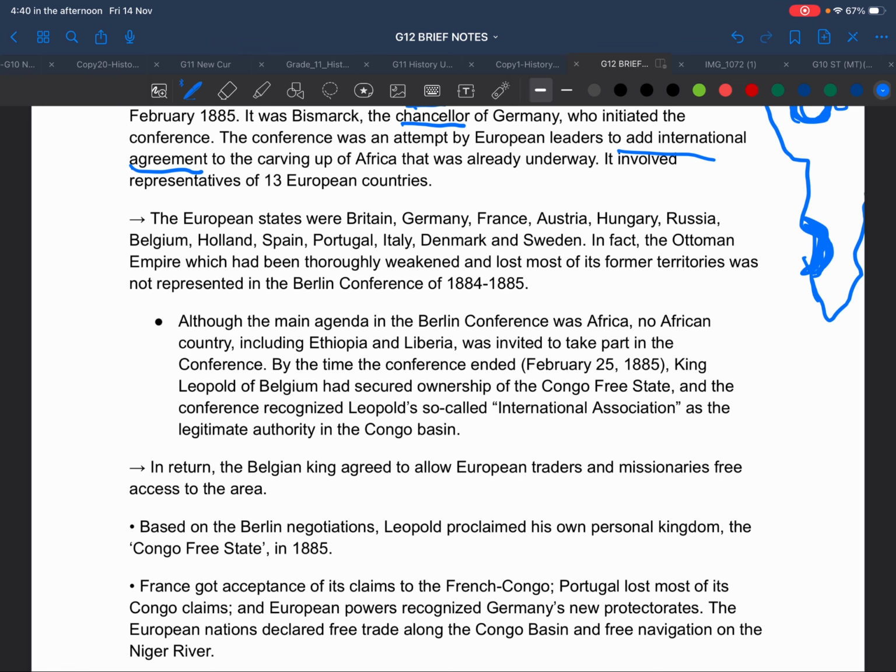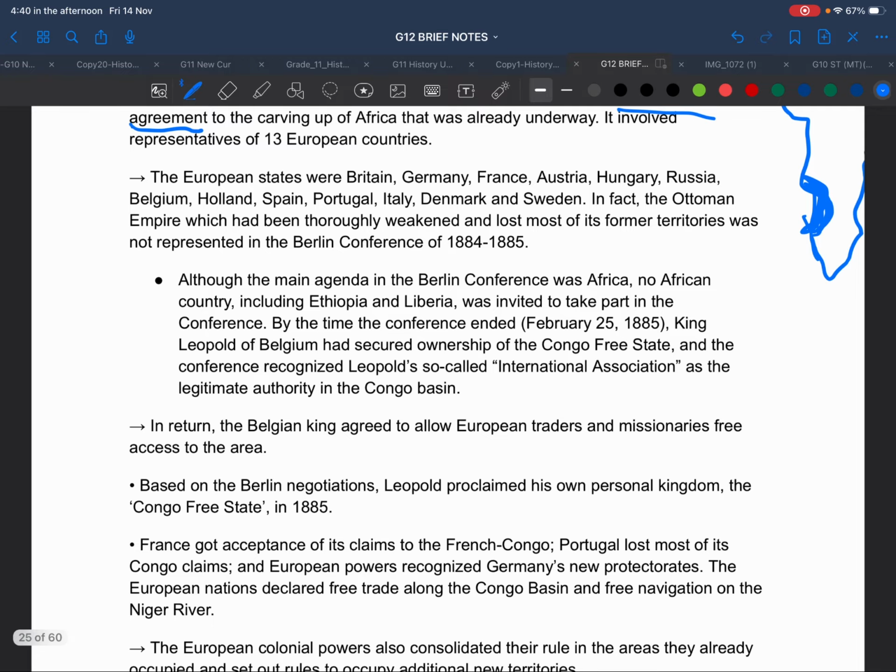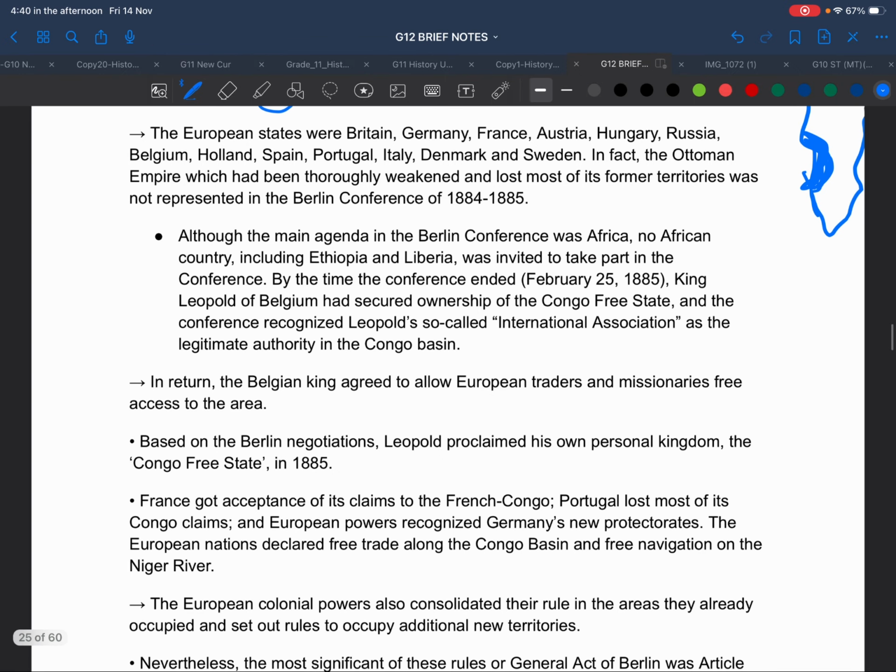a fixed agreement, rules. It involved the representatives of 13 European countries, including Germany, the host nation. The European states were Britain, Germany, France, Austria, Hungary, Russia, Belgium, Holland, Spain, Portugal, Italy, Denmark, and Sweden. Actually, I have mentioned these two earlier. They didn't take any land, especially in Africa. We'll see.